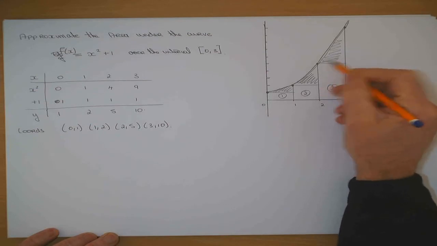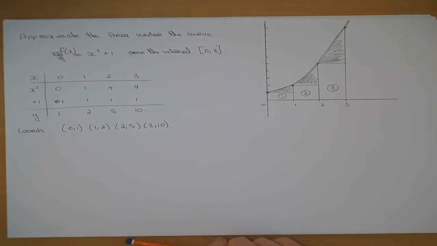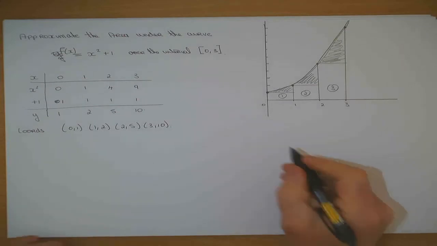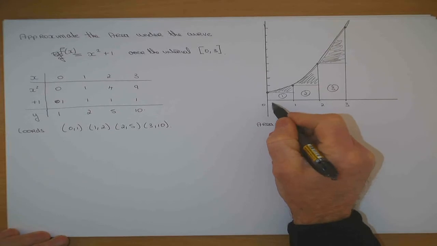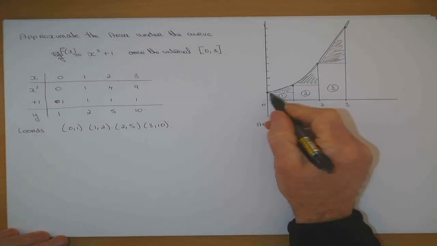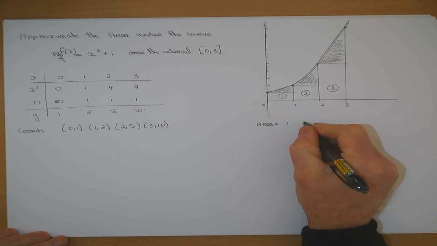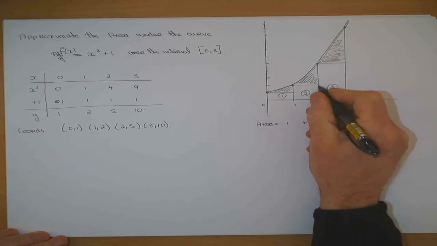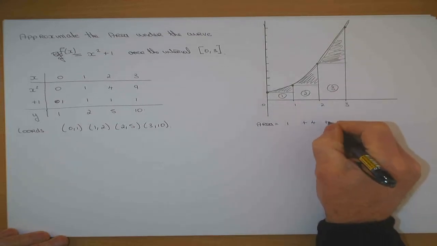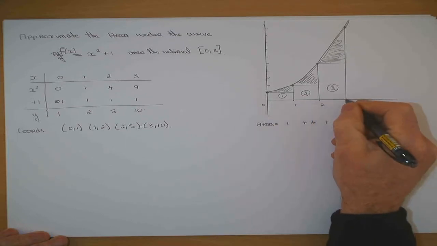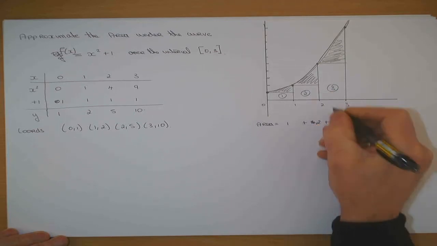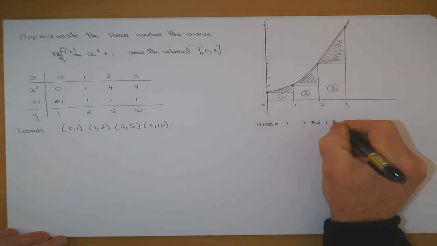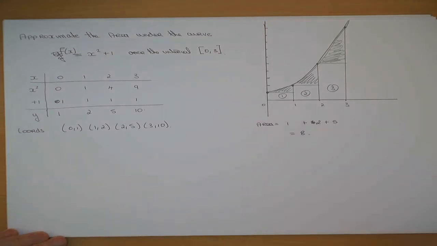Yes? So initially how they did this is they split it up into a series of rectangles. What would the area of that rectangle be? Well, the base is 1 and the height is 1. It would be 1 square unit. Here the base is 1 and the height is 2, so 2 square units. And here the base is 1 and the height is 5. So I could approximate it to 8 square units. Do you understand that? Yes.